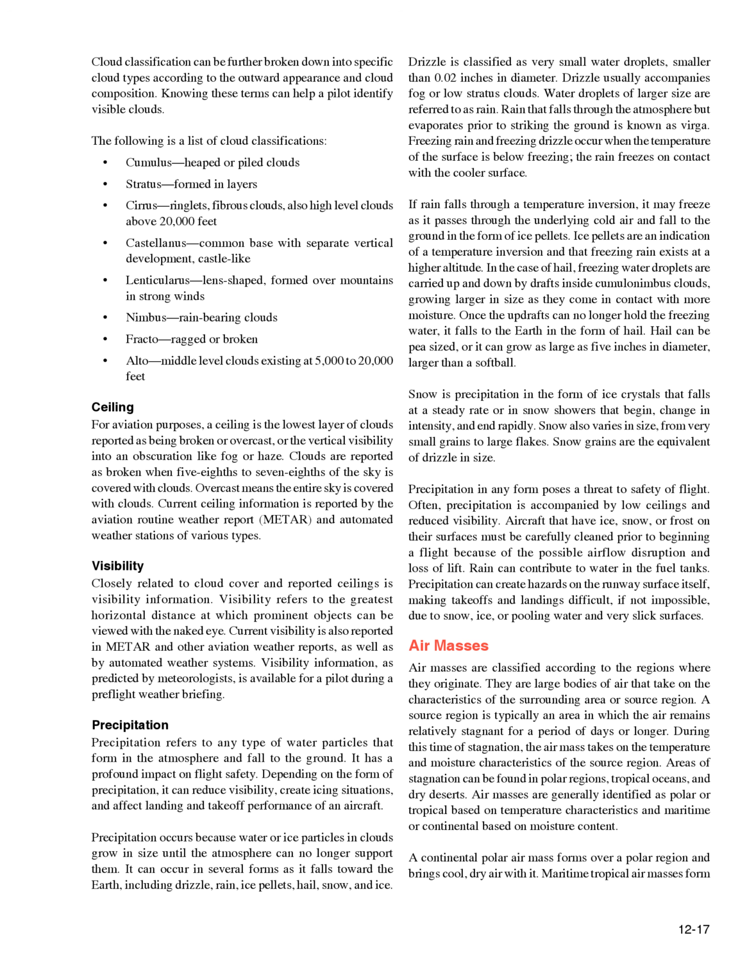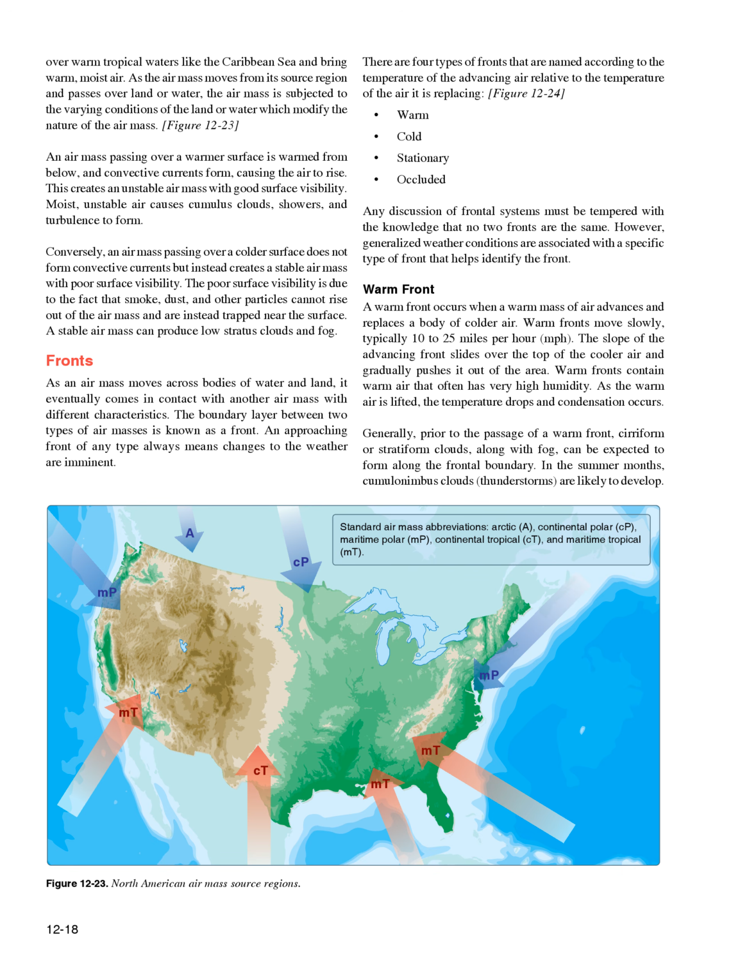Air masses are generally identified as polar or tropical based on temperature characteristics and maritime or continental based on moisture content. A continental polar air mass forms over a polar region and brings cool, dry air with it. Maritime tropical air masses form over warm tropical waters like the Caribbean Sea and bring warm, moist air.